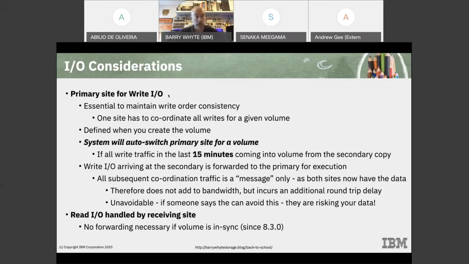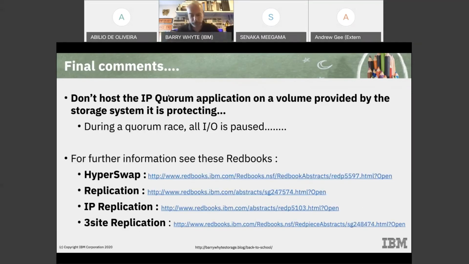So one final comment, and I've had a customer who did this and then said, well, you didn't tell me not to do it, so I make a point of making sure nobody else falls into this trap. Don't host the IP Quorum application on a volume on the same system that it's providing Quorum for.